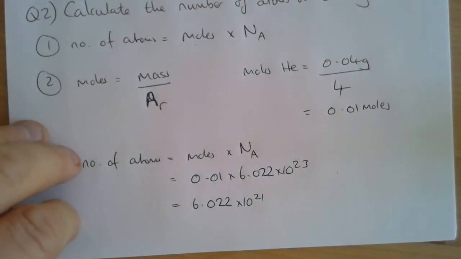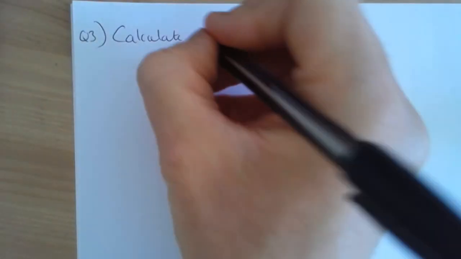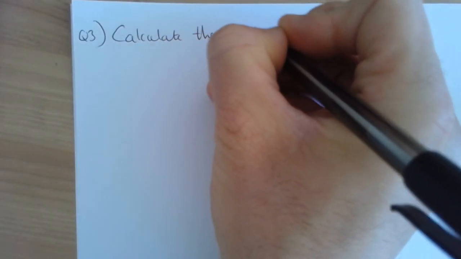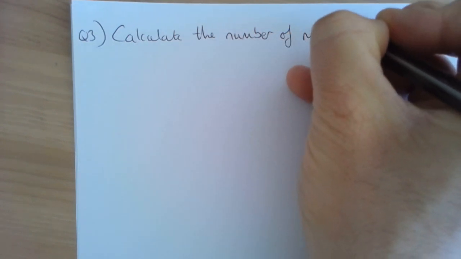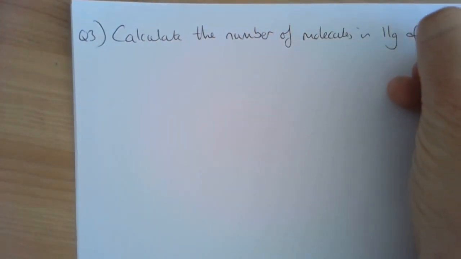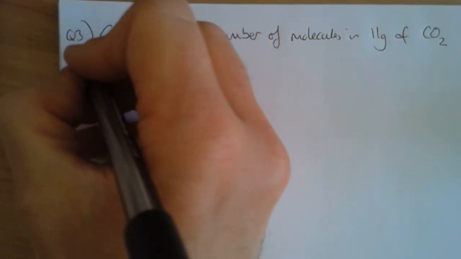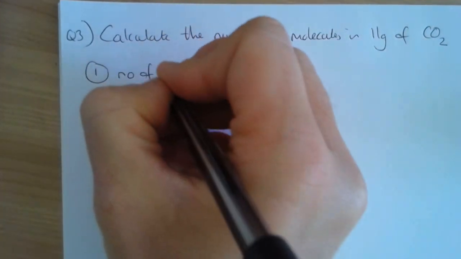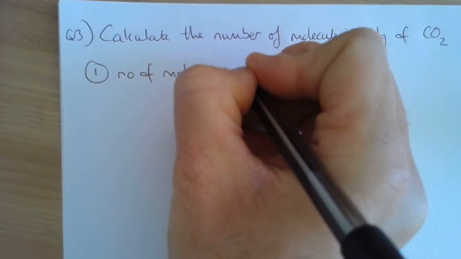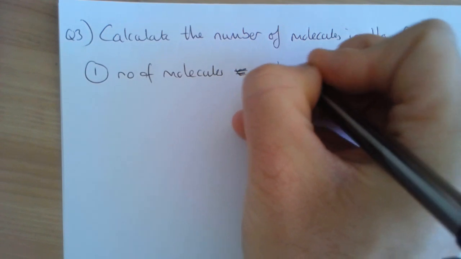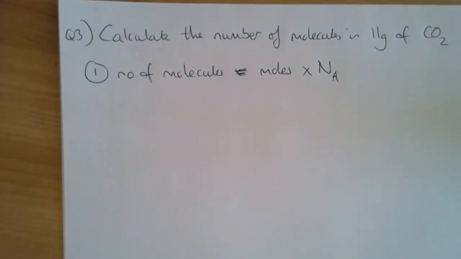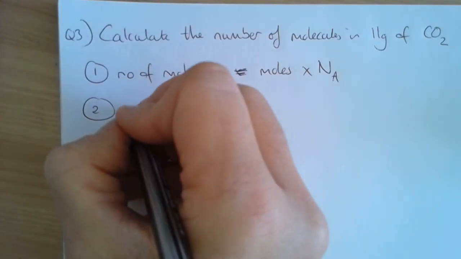So let's have a look now if we were to do this with a molecule. So our question now is going to be, this is question 3, calculate the number of molecules in 11 grams of carbon dioxide. So we'll need our same equation again. Number of molecules in this case is going to be equal to the number of moles multiplied by the Avogadro constant. We need to calculate our number of moles first of all.